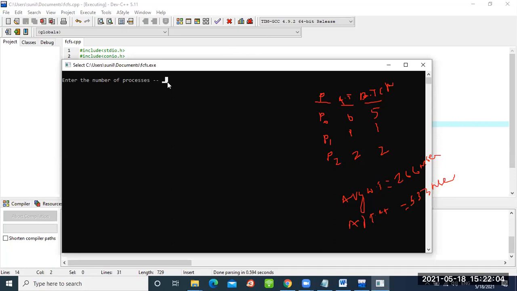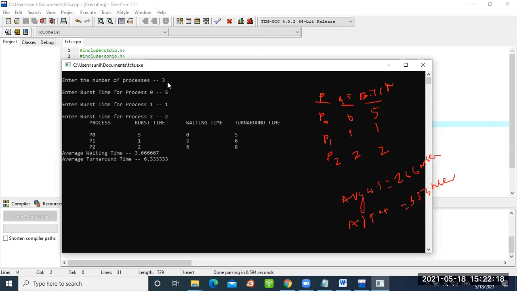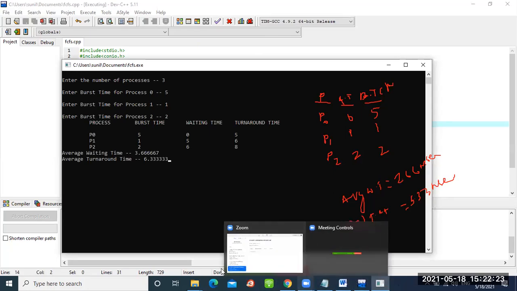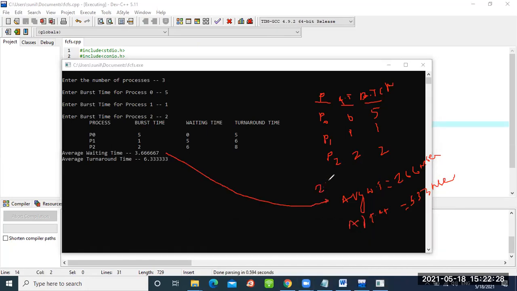So let me enter 3. Then the process burst times are first 5, next 1, next 2. Fine, that's it, 5, 1 and 2. So what is the answer? The answer is a bit different. What is the actual answer? The actual answer was 2.66. See what answer has come: 3. This is what we got, and this is what it should be.